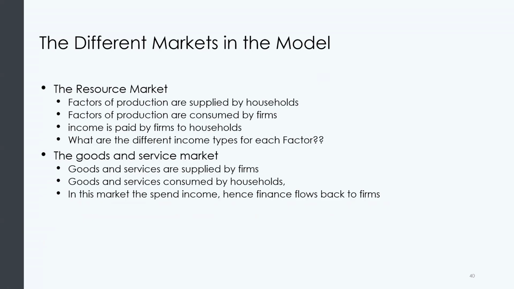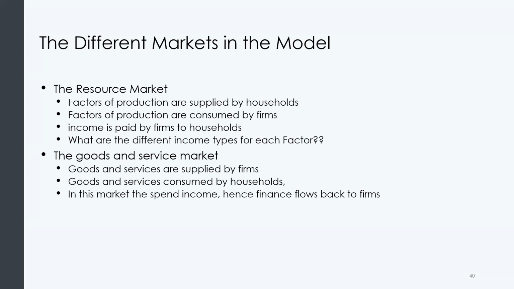So I'm just still giving you the background. We're going to come to the diagrams shortly. The second thing that you need to know is there are different types of markets within an economy, right? So there's what we call the resource market. Remember our 4 factors of production: land, labor, capital, and entrepreneurial skills.